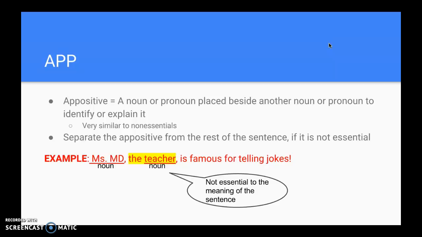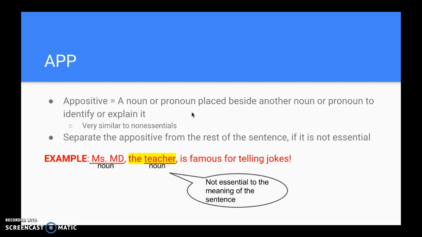So appositives, that's the first thing we have to understand, are a noun or pronoun placed beside another noun or pronoun that helps identify or explain it. Again, very similar to non-essentials, but we're talking about nouns and pronouns in this case. Now remember, a noun is a person, place, thing, or an idea. A pronoun is a word that replaces a person, place, thing, or idea. So I could say he, she, it, or they.